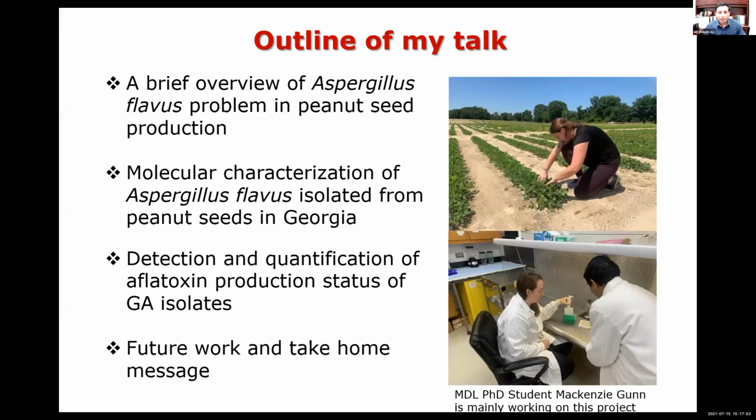At first, I'd like to give an outline of my talk. I'd like to mention a brief overview of the Aspergillus flavus problem in peanut seed production in Georgia. Secondly, how we characterized the Aspergillus isolates we collected from Georgia in different seed lots. Thirdly, their aflatoxin status in relation to the gene expression study. Finally, a brief outline of what we will do next for this research. In the right-hand side photograph is our new PhD student, Mackenzie Khan, who was mostly involved in this project and conducted many of these experiments.